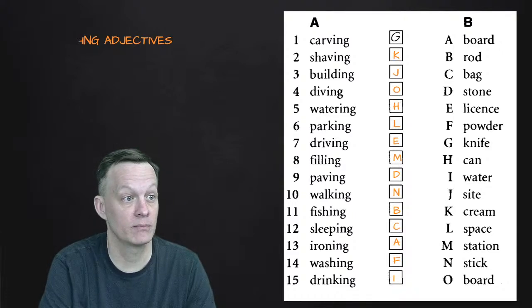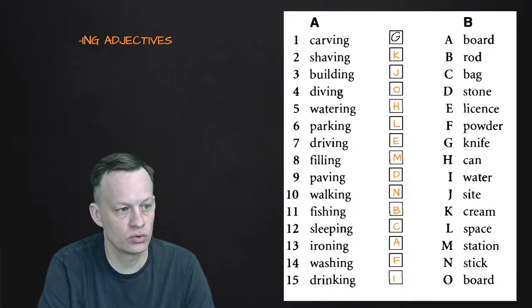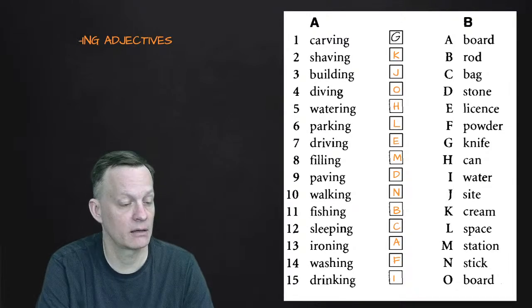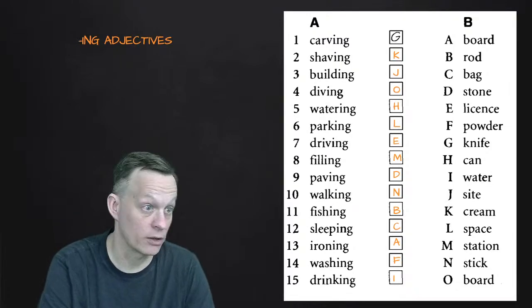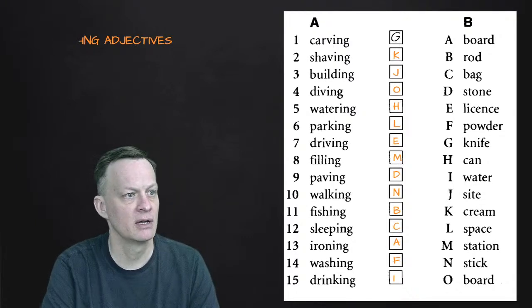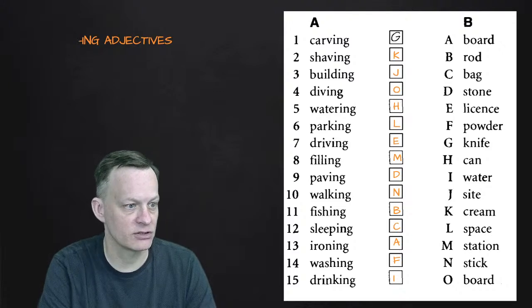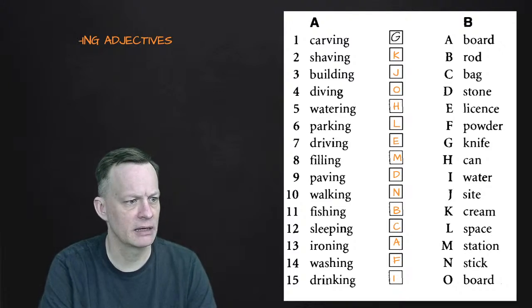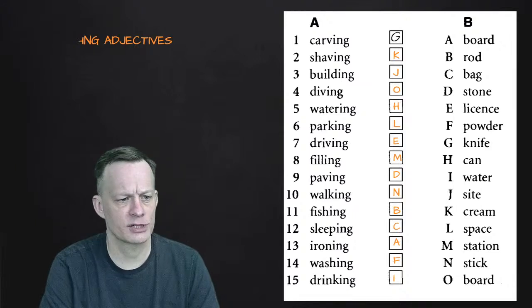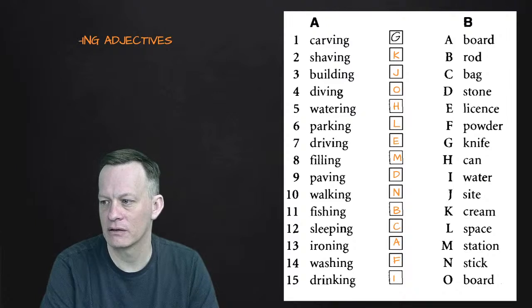I could tell you shaving cream, building site, watering can, parking spot or parking space, driving license, walking stick, fishing rod, sleeping bag, ironing board, and drinking water. Those, I would say, are very, very common words. Then the more specific words like carving knife or diving board, filling station, paving stone, these are a bit more specific, and we might not use them, washing powder, as much. Just a few well known. Yeah, okay. Very good.